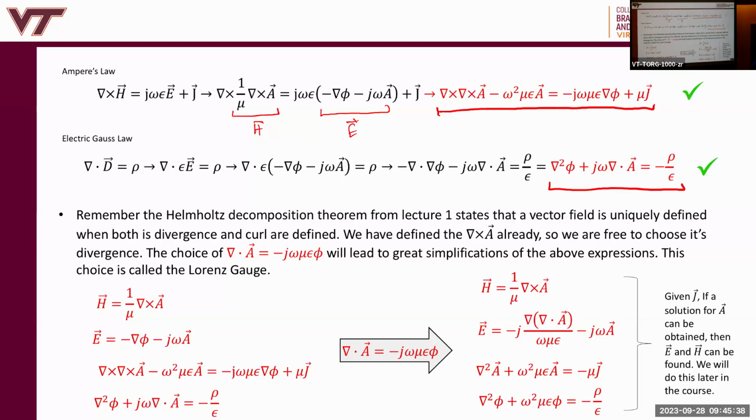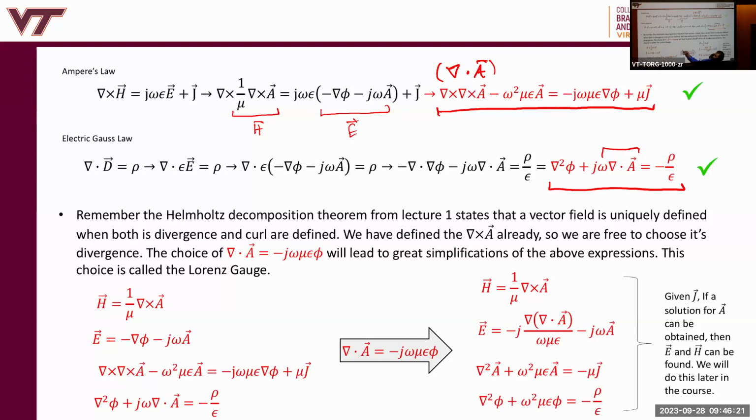They're not quite, because they have this extra term in here, right? This has the divergence of A in it, and we have the divergence of A here too. Remember from the Helmholtz decomposition theorem from lecture 1 that a vector field is uniquely defined when both its divergence and its curl are defined. We have already specified what the curl of A is. We are free to choose what the divergence of A is. It's still a mathematical vector field that we're constructing. Once we have fixed the curl and the divergence, then A is uniquely defined.